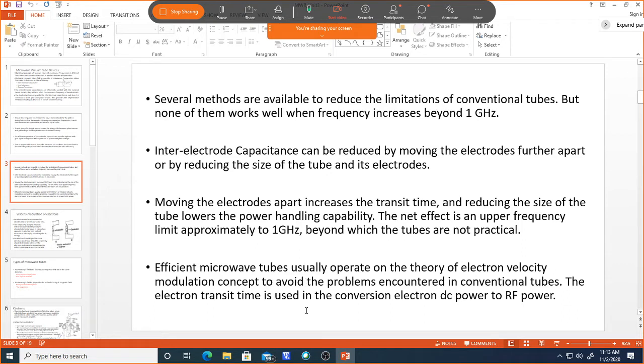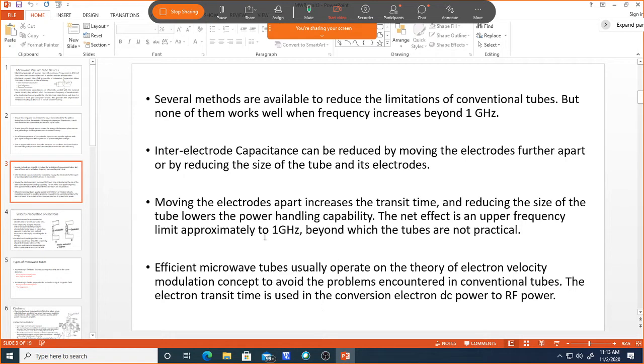Now what method do we need to use in microwave tubes to generate high power at microwave frequency, in terms of 1 watt or 2 watts? The concept used for electrons in microwave vacuum tubes is the electron velocity modulation concept. What is this velocity modulation concept, and how will the electrons be modulated using their acceleration or deceleration? We'll see how velocity modulation and transit time convert the electron DC power into RF power.